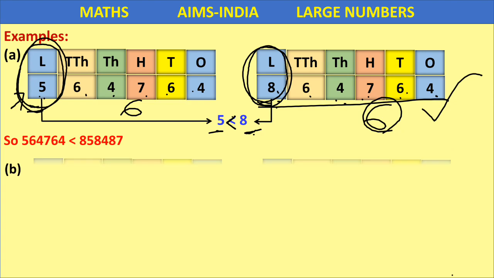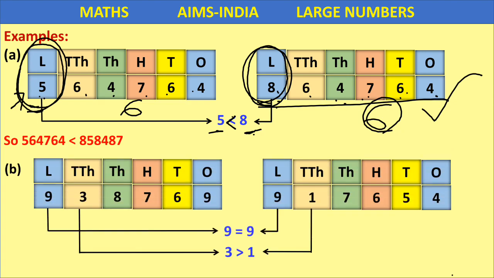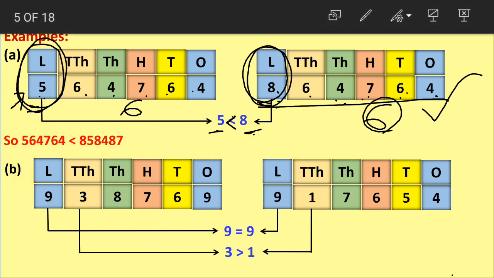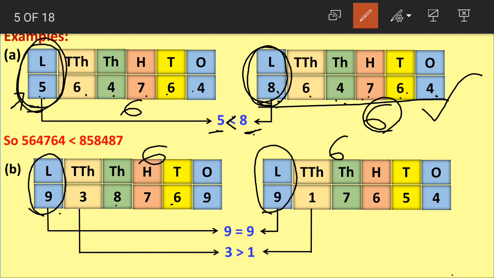Coming to the second example, again look at these two numbers here. Both the numbers have lakhs as their highest place value, which means this first number has 1, 2, 3, 4, 5, 6 digits, and the second number also has 6 digits. Now what should we do? We should start comparing from the highest place values, which are on the extreme left. Now which number is present in the highest place value? 9. In the first number we have 9 at lakhs place, and in the second number also we have 9 at lakhs place. Both the numbers are same, right?